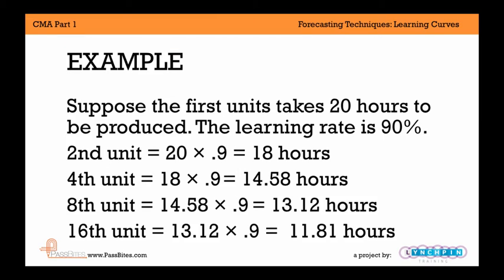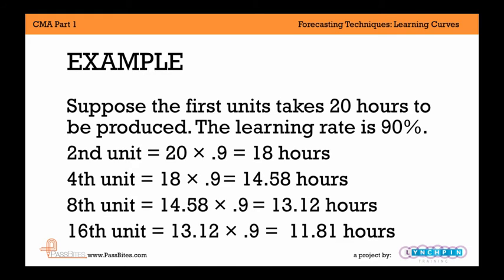Now, for example, if the first unit takes 20 hours to produce and a 90% learning curve is applied, the second unit will take 18 hours, the fourth unit will take 14.58 hours, the eighth unit will take 13.12, and the 16th unit will take 11.81. Another thing that comes to our mind is that there is not always the same constant percentage reduction. Learning curves get limited over time. But in CMA, we assume as if the constant percentage will be applied till we get our required result.